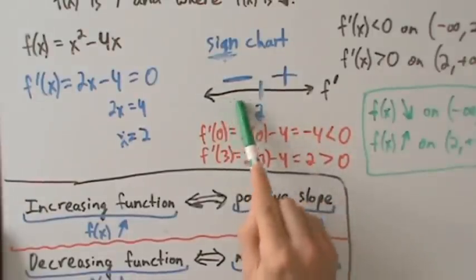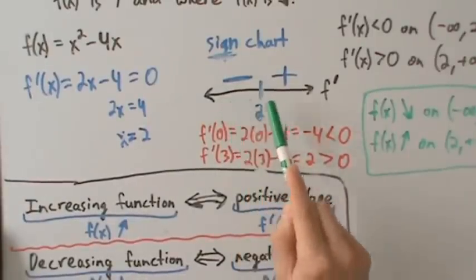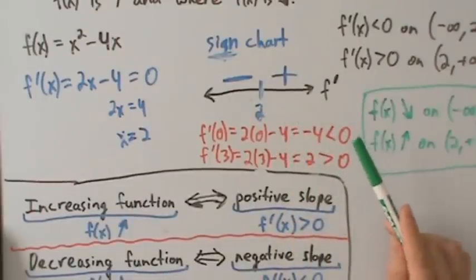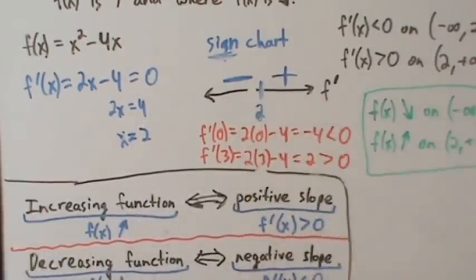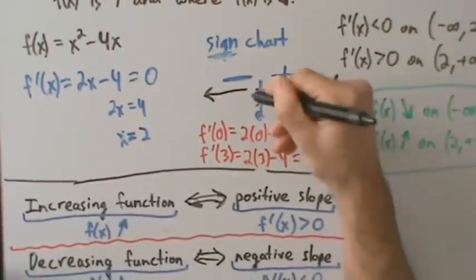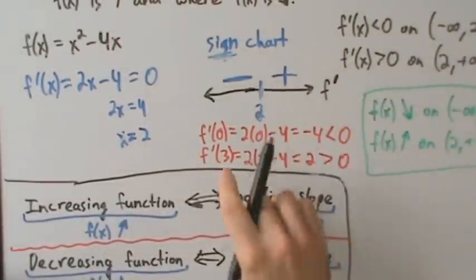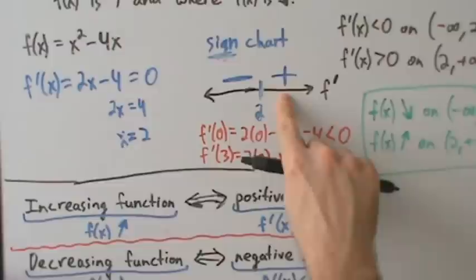Here we only have negative infinity to 2, and then 2 to positive infinity. So then just pick one number from each interval, and that's enough to test it in that interval. So we picked x equals 0 in this interval, and then x equals 3 in this interval.